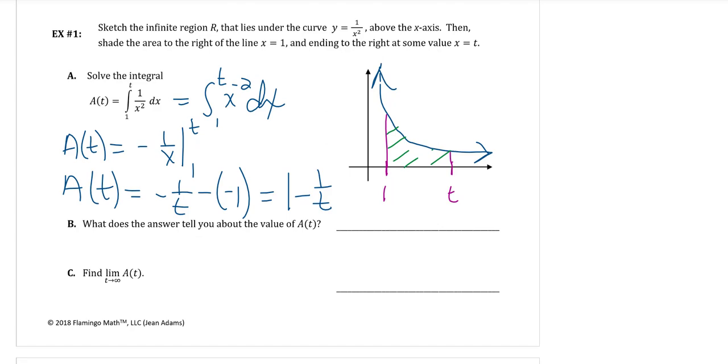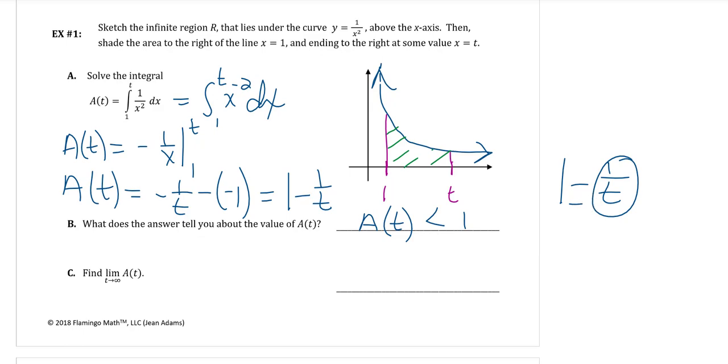So what does the answer tell us about the value of A of t? Since we get 1 minus 1 over t, A of t is always going to be less than 1, because this part will never be 0, since t is above 1. And we're always subtracting it, so it'll always be less than 1.